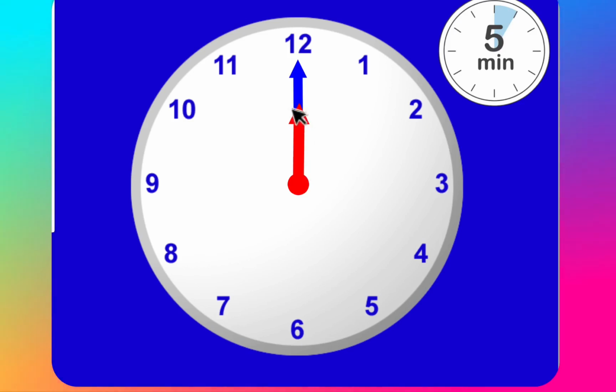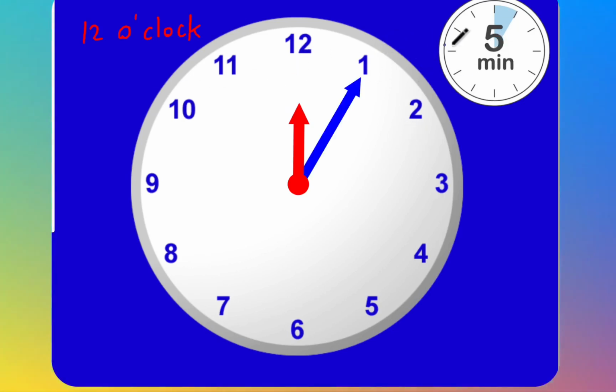I'm going to leave my little hand at 12 so that it is 12 o'clock still. Our hour does not change. Let's move this now to represent 5. When our big hand goes to the first number 1, the minutes equal 5 minutes.